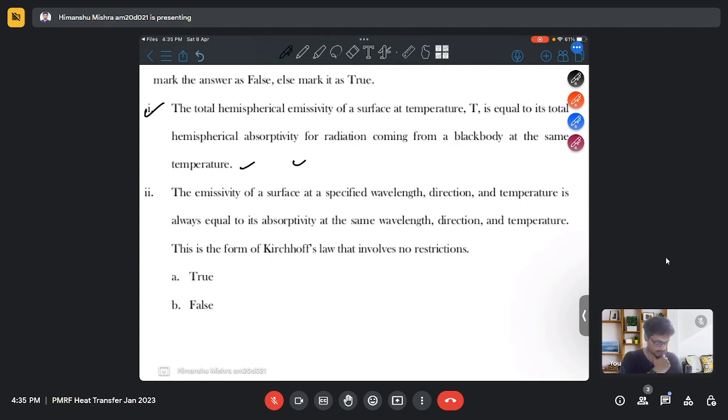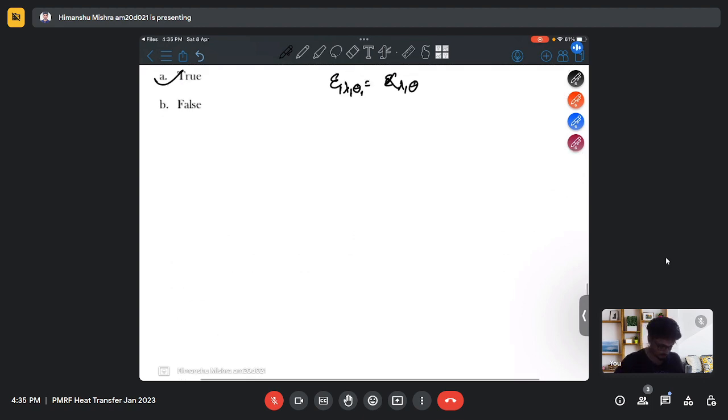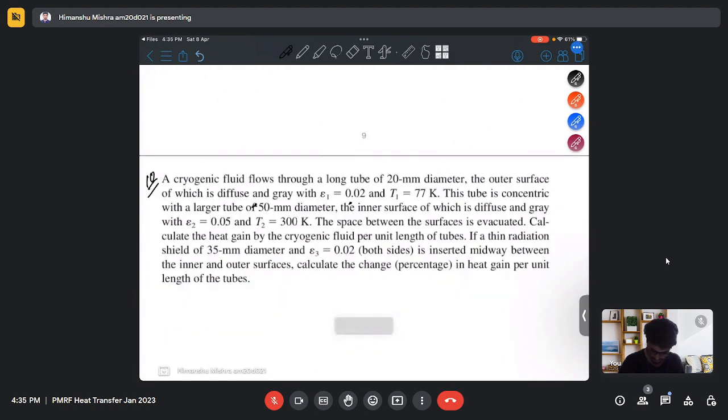Yeah, so Kirchhoff's law can also be given in terms of the spectral form, which means that emissivity and capacity of absorption at a specified wavelength and direction are equal. So this is the modified Kirchhoff's law. So both are correct, and option A, true, is the correct option. Let's move to the next one.